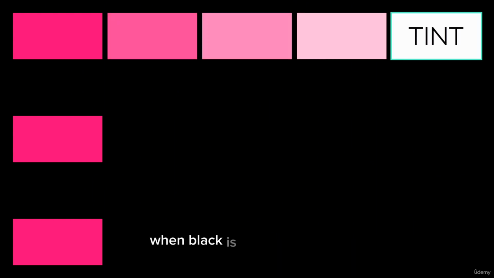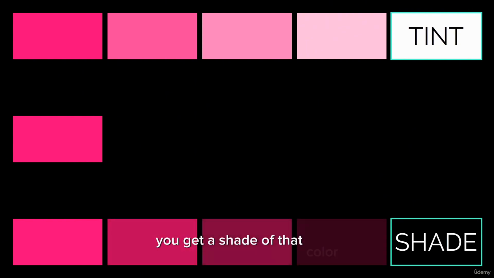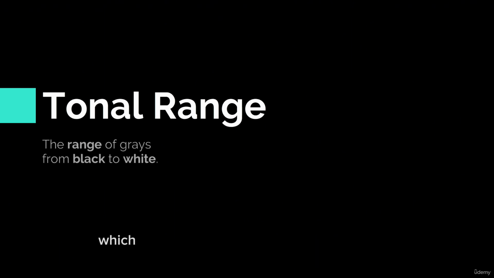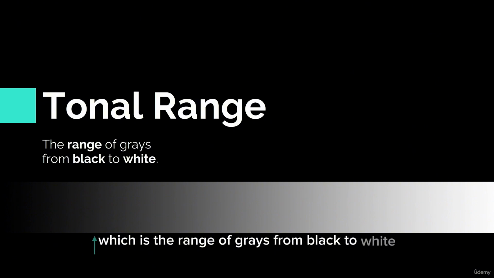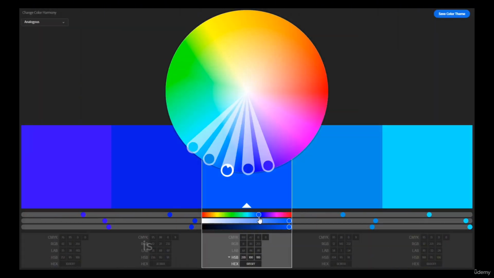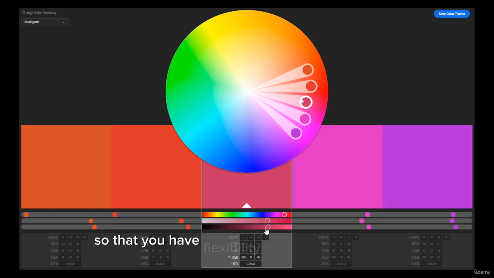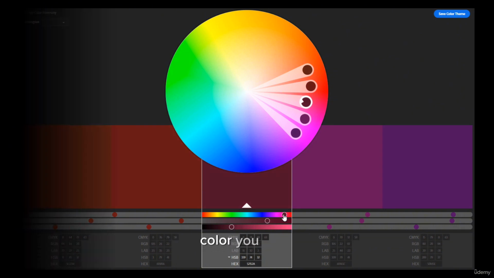When white is added to a color, it is said to be a tint and makes the color lighter. When black is added to a color, you get a shade of that color. And when gray is added, you have different tones of that color. Sometimes you will hear colors referred to in their tonal range, which is the range of grays from black to white and everything in between for a specific color. The hue saturation value color wheel model is a great way of choosing colors and adjusting their color properties so that you have flexibility in choosing the exact color you want.